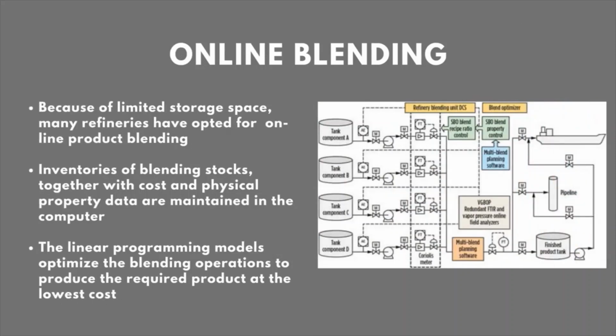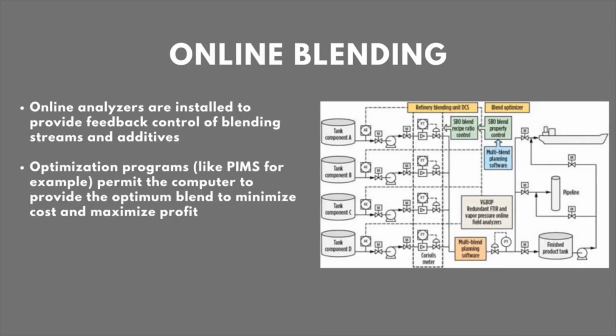Today, online blending is quite common in refineries, because most of the refineries have sophisticated instrumentation and control systems. Because of limited storage space, many refineries have opted for online product blending. Inventories of blending stocks, together with the cost and physical property data, are maintained in the computer, and based on that, the linear programming models optimize the blending operations to produce the required product at the lowest cost. Online analyzers are installed to provide feedback control of blending streams and additives. Optimization programs like PIMS, for example, permit the computer to provide the optimum blend to minimize cost and maximize profit.